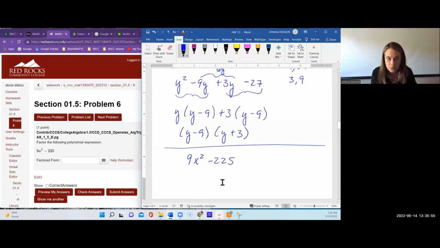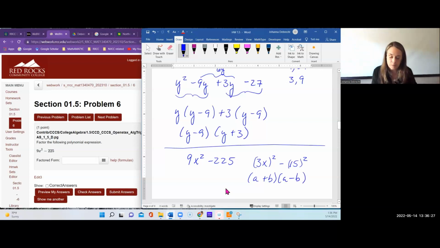You may not know. Well, it ends in a 5, so it's got to be something that ends in a 5 itself. And it's not 5 because 5 times 5 is 25. What about 15? Try 15. Yeah, 15 squared is 225. So we can think of this as 3x being squared minus 15 being squared. The pattern becomes a plus b, a minus b.